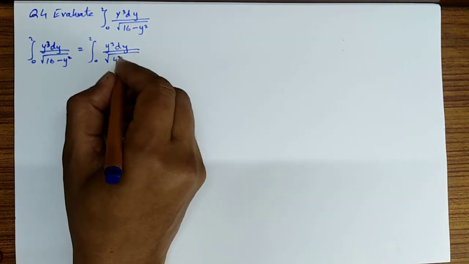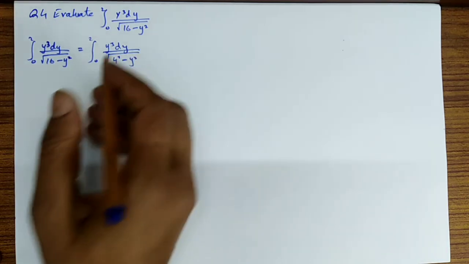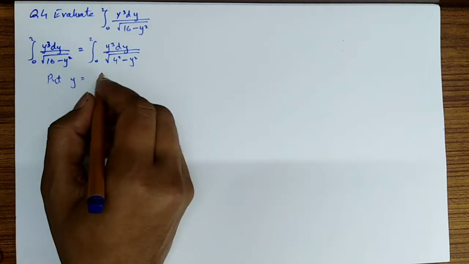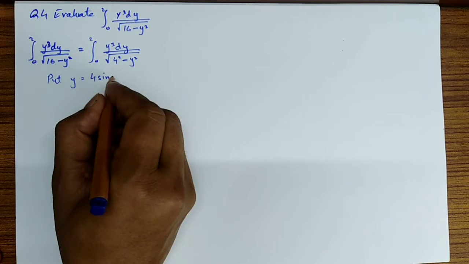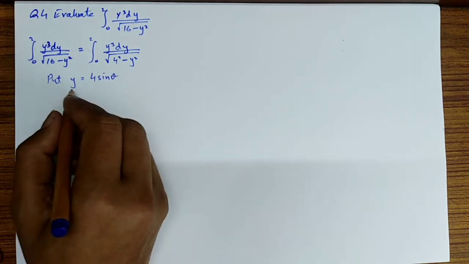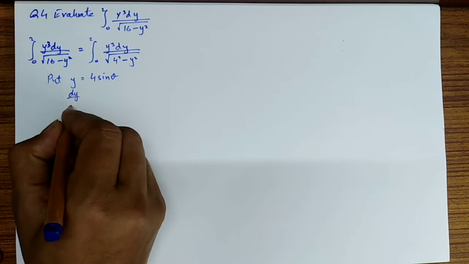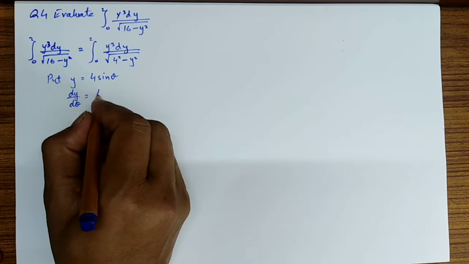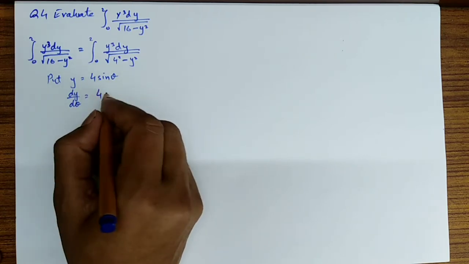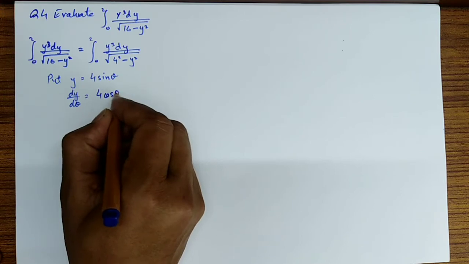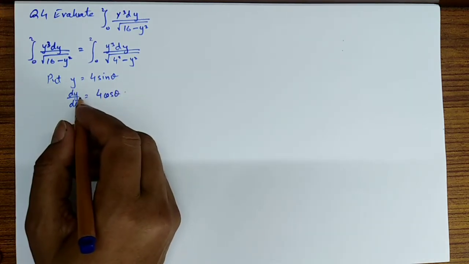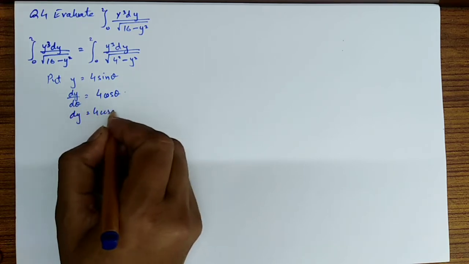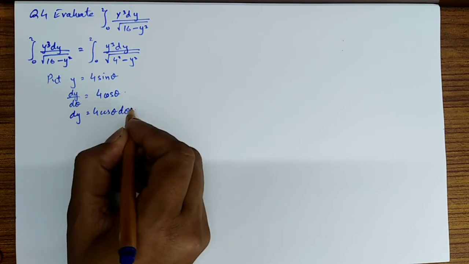In place of 16 I'm going to write 4 square minus y square, and now let's put y equals 4 sine theta, and when I find the derivative with respect to theta, this gives me 4 cos theta, right? 4 cos theta, and dy is equal to 4 cos theta d theta.